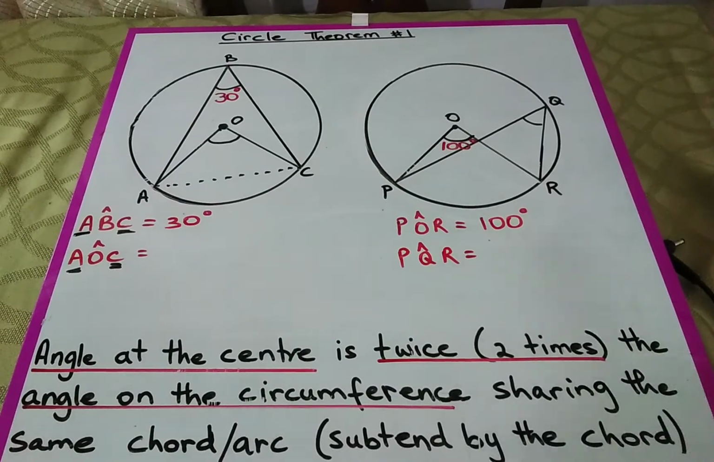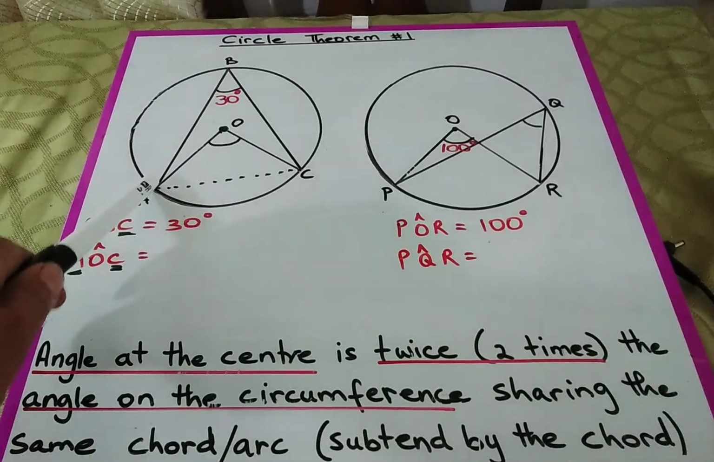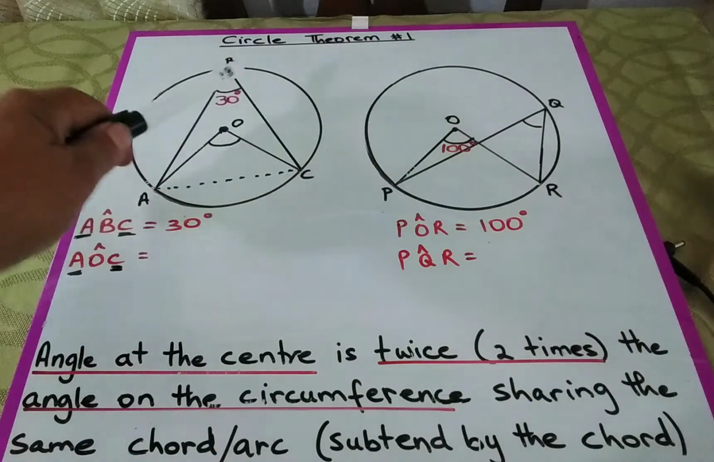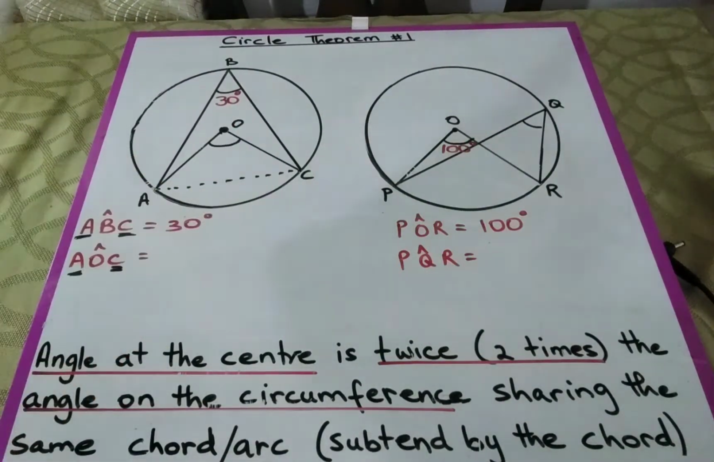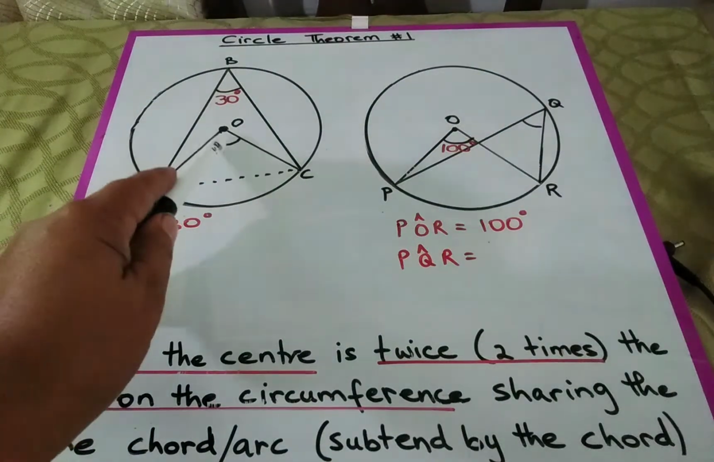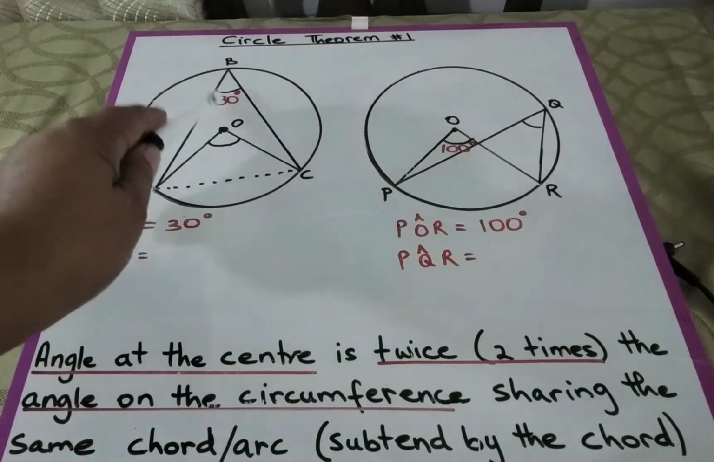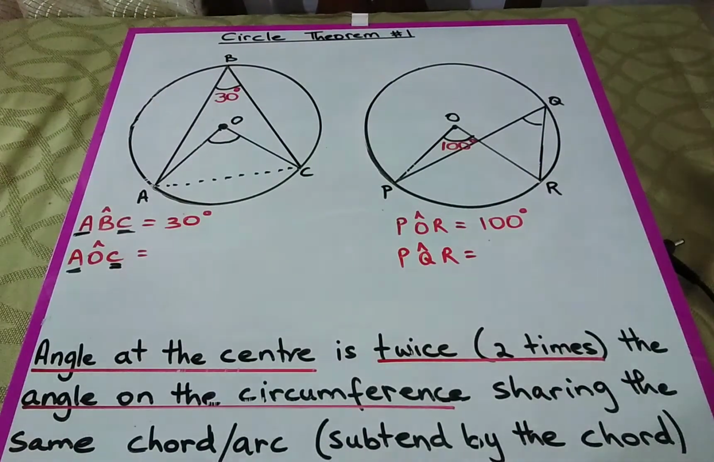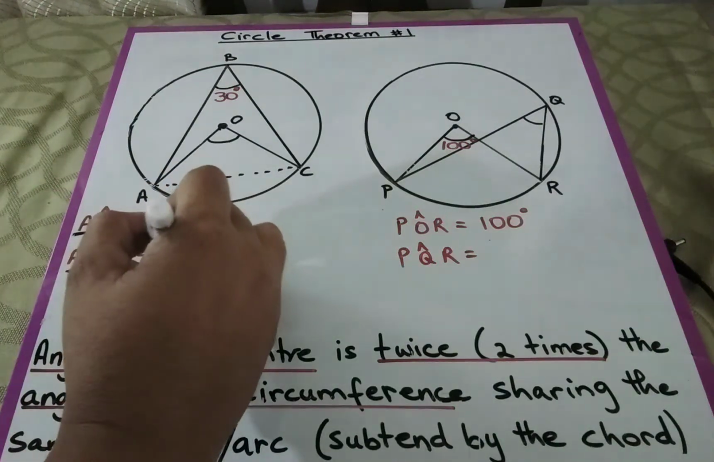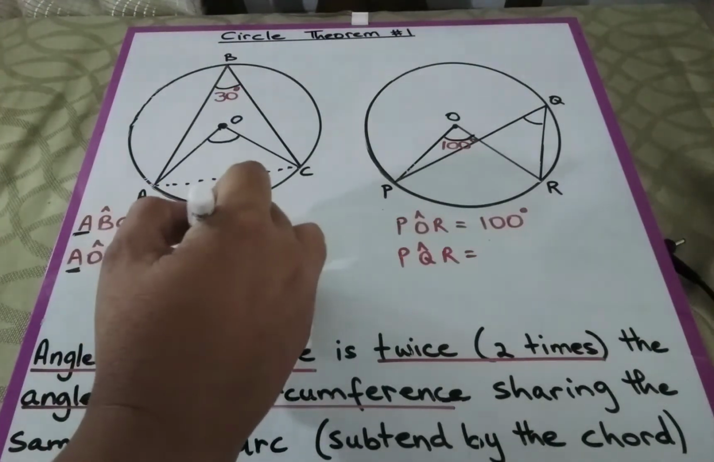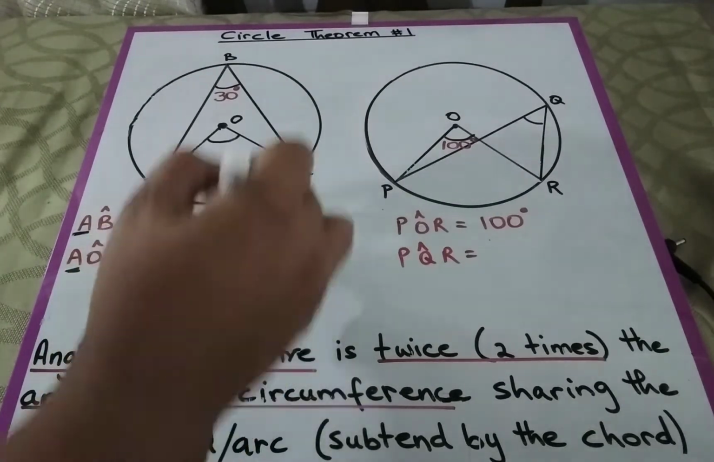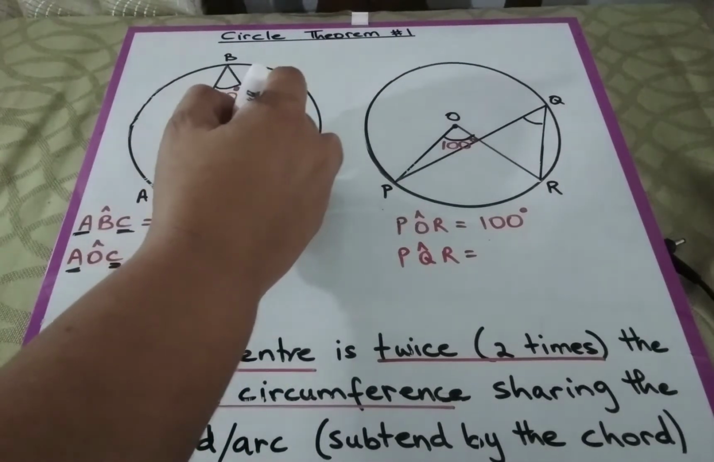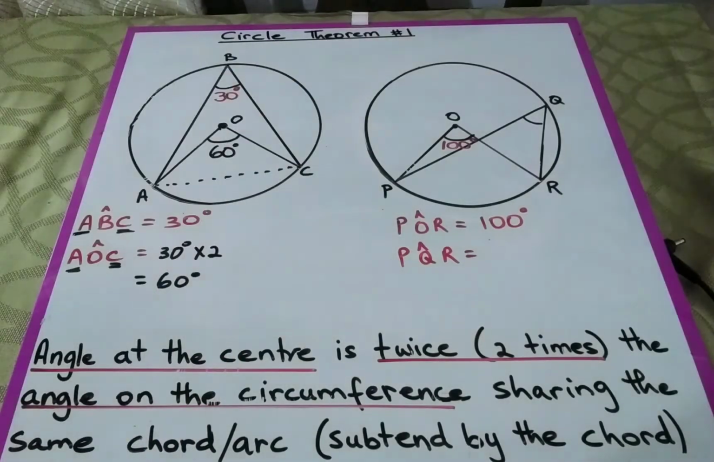So we are given ABC, A to B to C, and that's 30. And we need to find AOC. But the theorem says the angle at the center is 2 times this. So how do we find that? It would be 30 degrees times 2, and that's equal to 60 degrees. So the answer here would be 60 degrees.